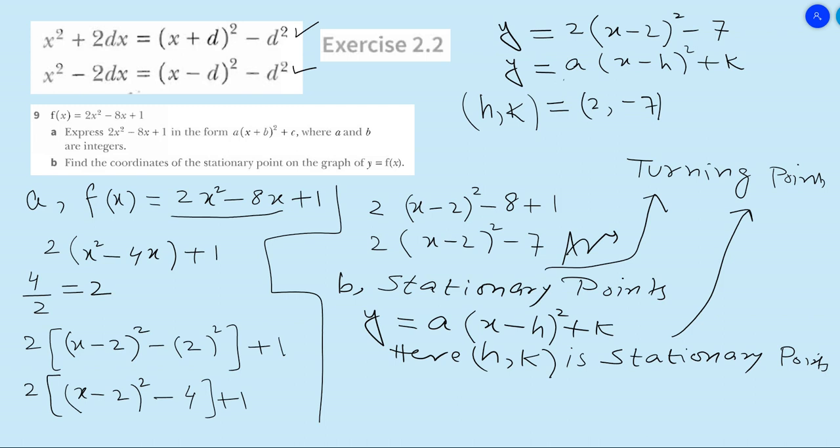a is 2, but a is not required in this case. x minus h, so h is 2 and k is minus 7. So this is the answer of part B. You must keep in mind, in order to write the stationary point or turning point, your equation must be in the form y equals a into (x minus h) whole square plus k. Hope you understand. Now start question number 10.